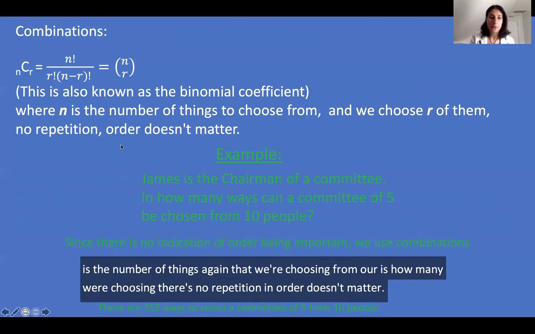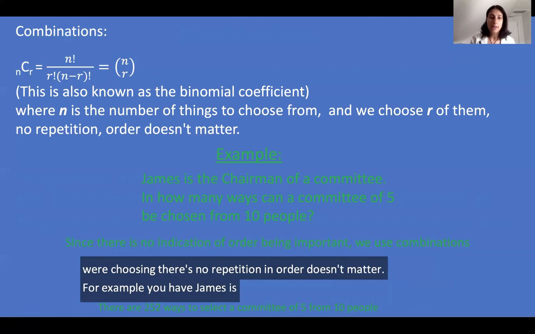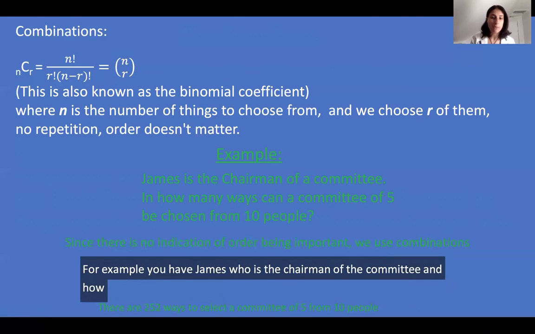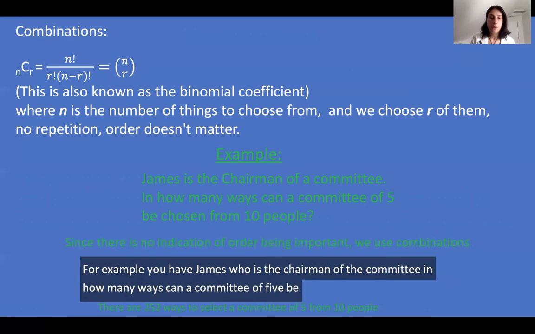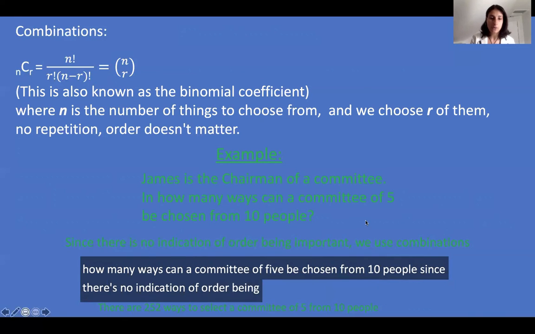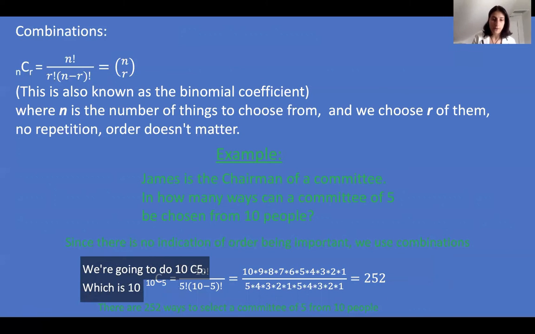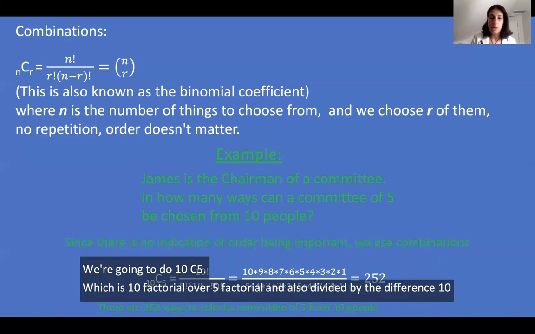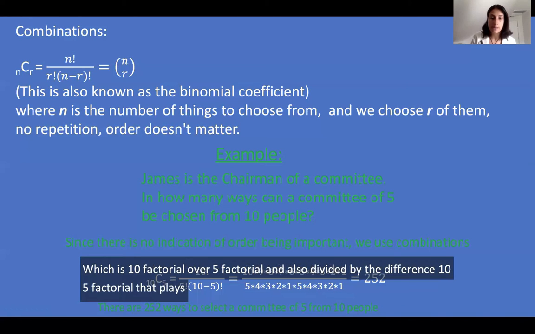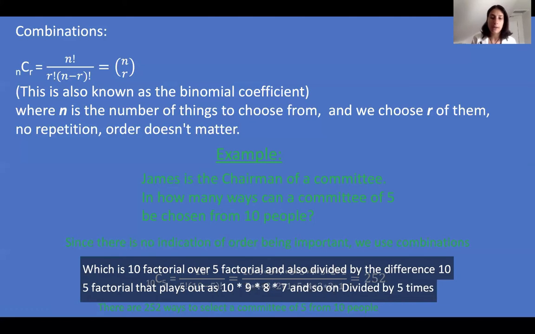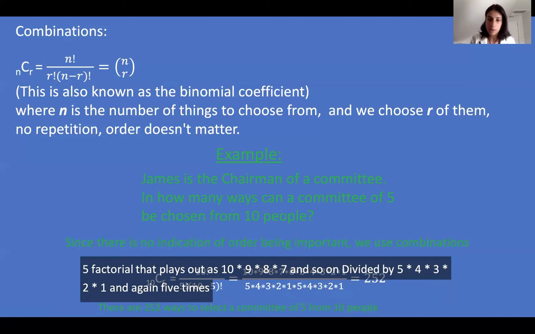For example, you have James, who's the chairman of a committee. In how many ways can a committee of 5 be chosen from 10 people? Since there's no indication of order being important, we use combinations. We're going to do 10C5, which is 10 factorial over 5 factorial, and also divided by the difference, 10 minus 5 factorial. That plays out as 10 times 9 times 8 times 7 and so on, divided by 5 times 4 times 3 times 2 times 1, and again 5 times 4 times 3 times 2 times 1.